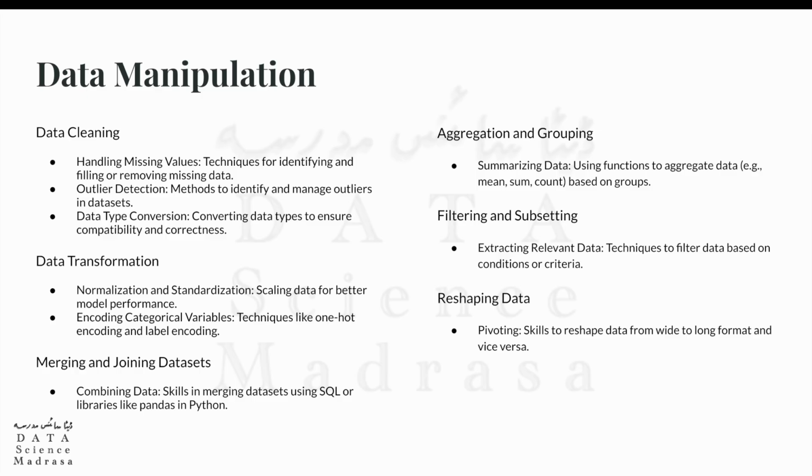So, what is data manipulation? This involves data cleaning. There can be missing values in data, so we should know techniques to identify and fill or remove missing data and how to handle it adequately. There are a number of driving forces depending on the task that you're trying to complete. Outlier detection, methods that you can use to manage outliers in data sets. This is very important when you're building models.